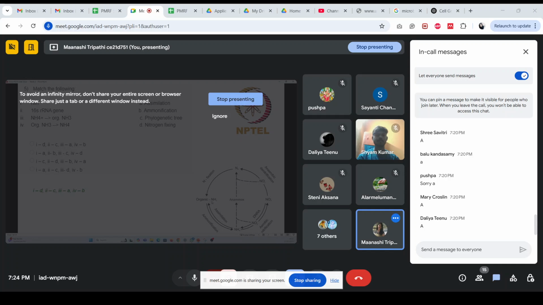This is a very simple question. A group of bacteria are there, right, which carry out the nitrification process. So what are the names of those groups of bacteria?